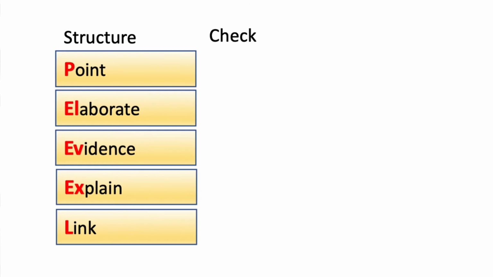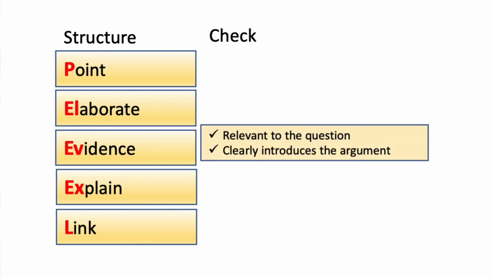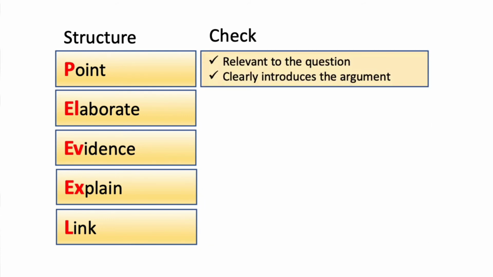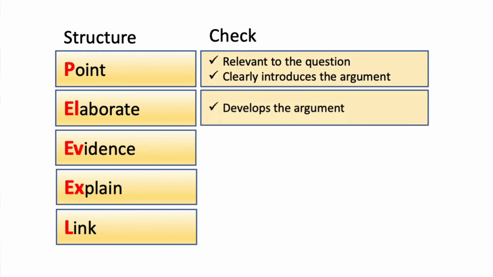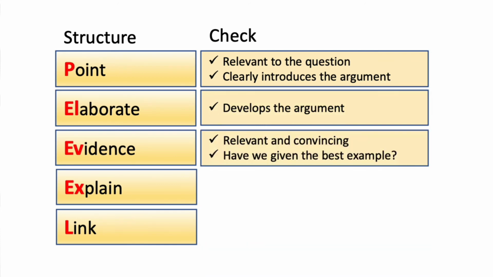Check the PEEL paragraph once it is written to ensure all 5 elements of the PEEL checklist are covered. The point should be relevant to the question and clearly introduce the argument being made in the paragraph. The elaboration should develop the point being made. The example or evidence should be relevant and convincing. Ask ourselves, have we chosen the best example?